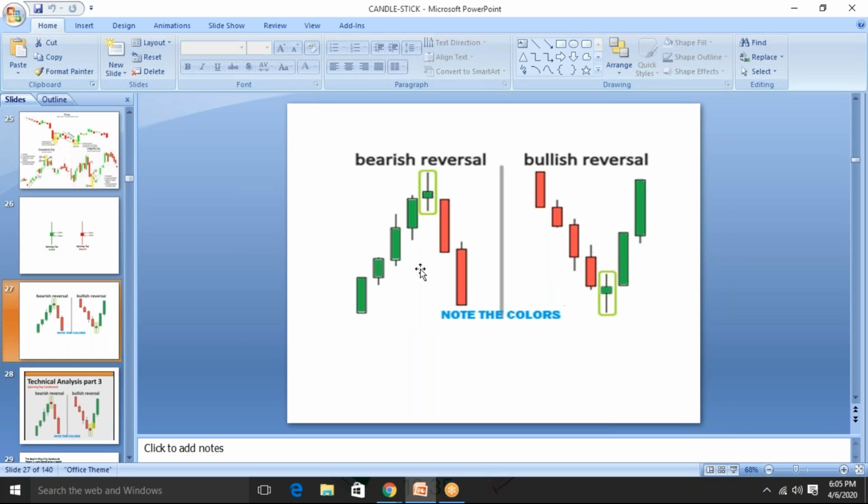One spinning top was also discussed in front of you. Color was important. I told you about the color.